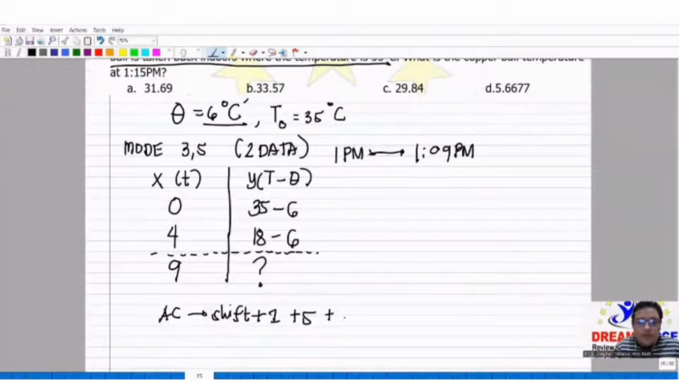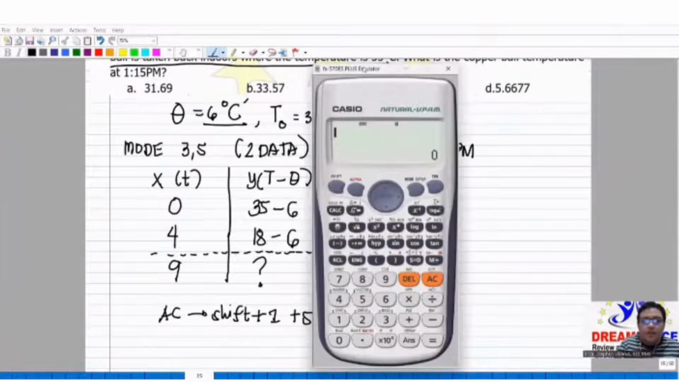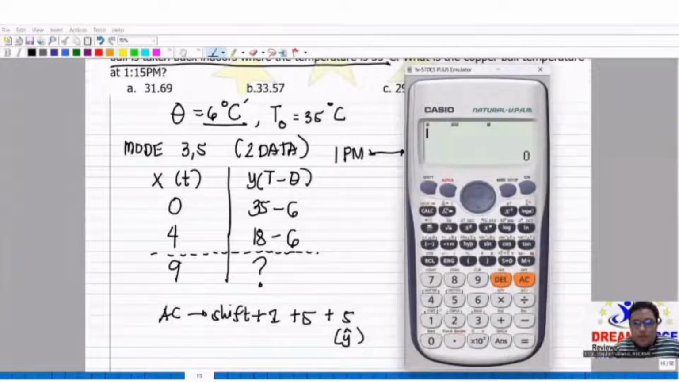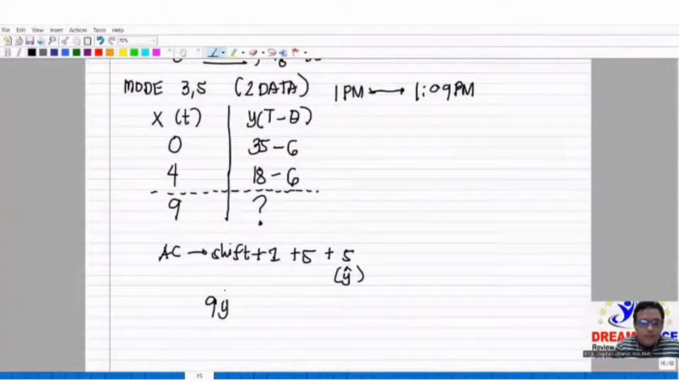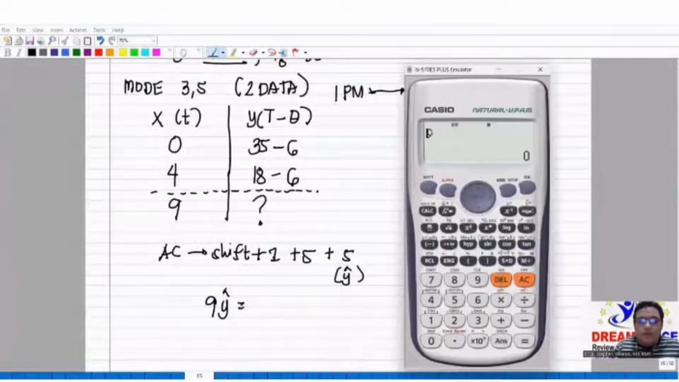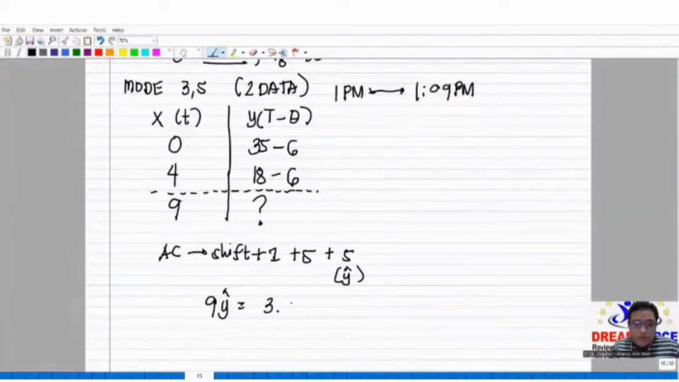Start. Regression. Then type pa rin po for Y. Okay. Sige, type natin. So that is shift, start 1. Okay. Start for 1. Then regression is 5. Then Y hat is 5. Okay. So ang lalagay lang natin is 9 Y hat. Okay, 9 Y hat is equal to 3.9825. Ayan. Pero yan lang po ay yung T minus theta.